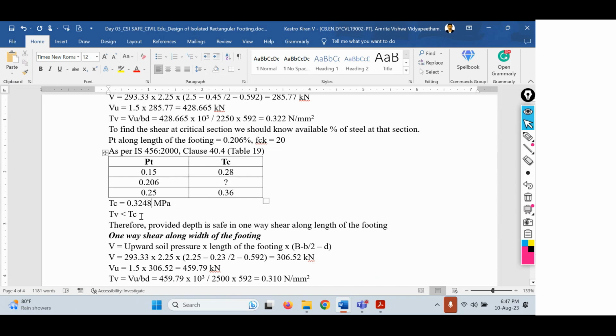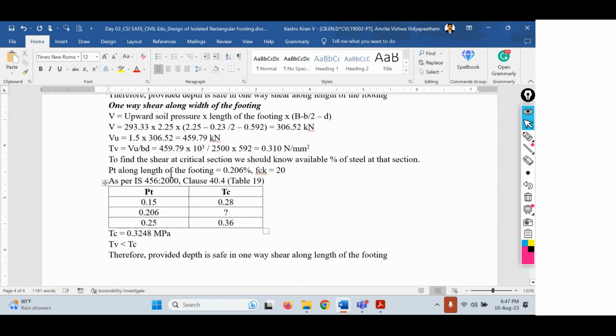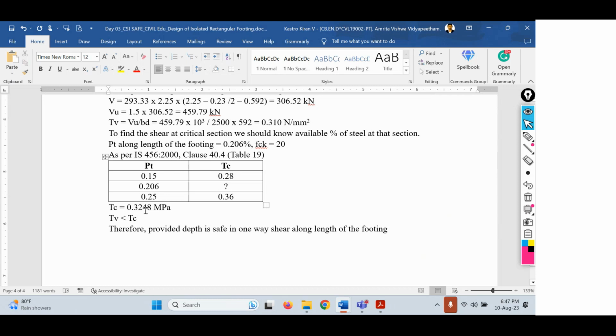When you solve this, it will become tau v less than tau c. So when you see tau v less than tau c, let me go here. Yeah, this one, 0.3248. So tau v less than tau c will be there. Therefore, the provided depth will be safe along the one-way shear along the width of the footing. Let me write this as width of the footing. There won't be any change because the percentage of steel is not changing. If the PT value gets changed, obviously the other factors will also get changed. Right. So this is all about the one-way shear calculation.